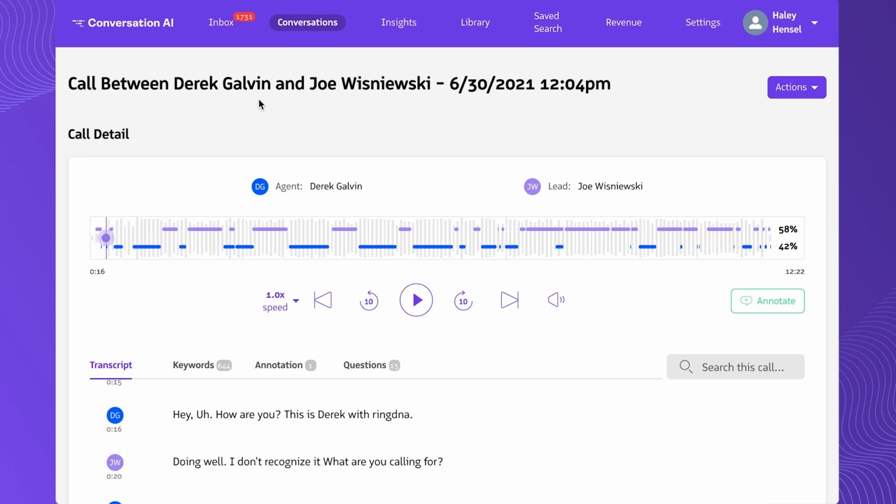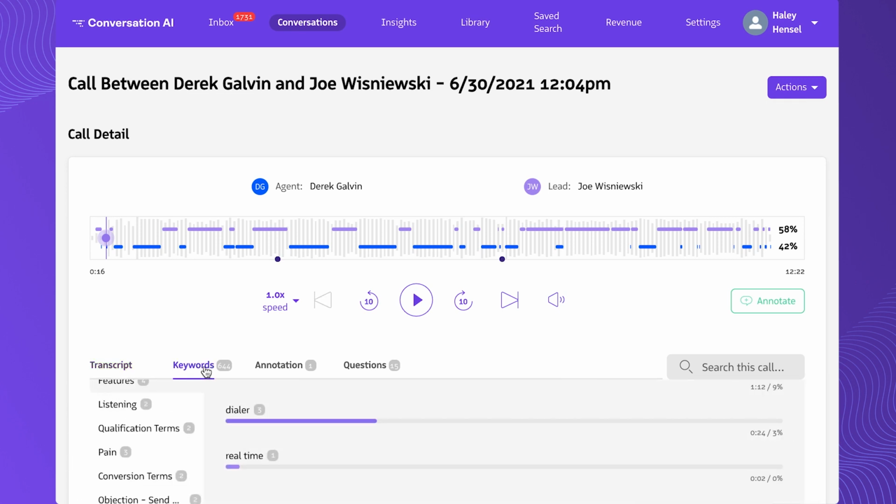All right, so immediately I see that the call is quite long. It's over 12 minutes. So the easiest thing to do is speed up the call and reduce the amount of time spent on irrelevant parts of the conversation. From there, you can also leverage the keywords functionality to pinpoint the most important moments to listen to in the call, such as the features to leverage in the call like the dialer.